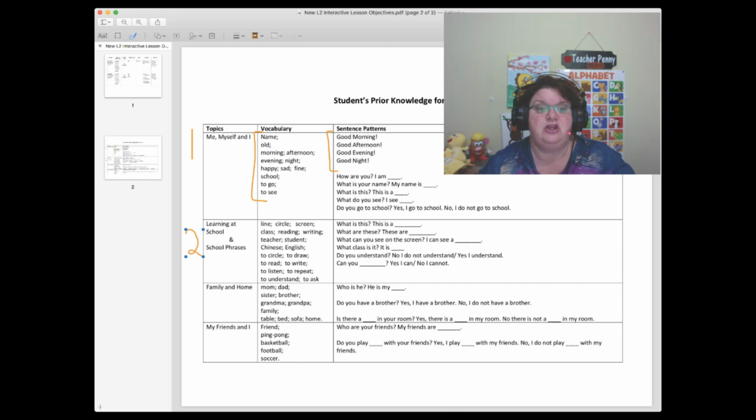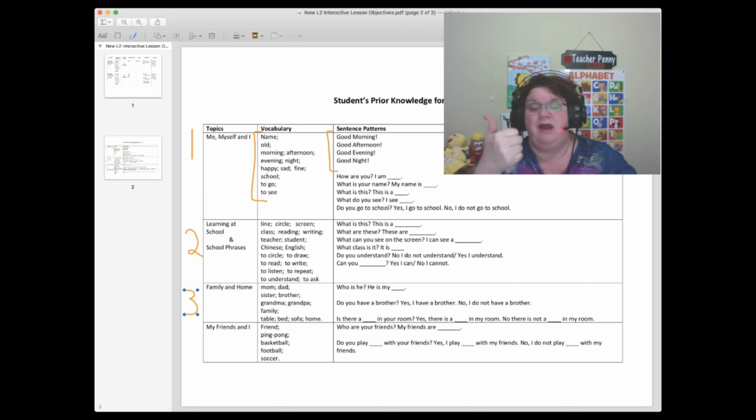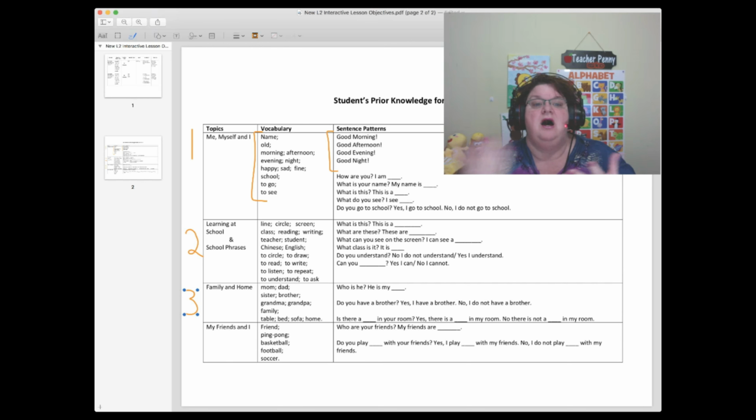Okay, then in Unit 3, we did a lesson on the family and home. So they learned mom, dad, sister, brother, grandma, grandpa, family. They learned about the home, and they learned things like table and bed, sofa, lamp. They learned a few other things that are in the home.